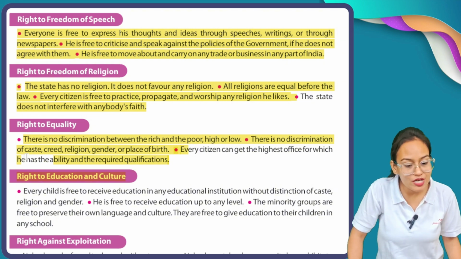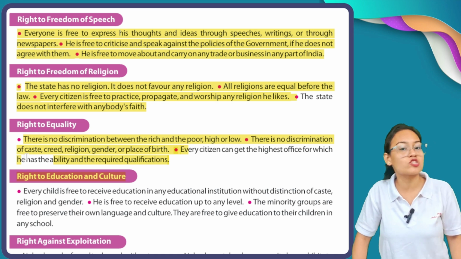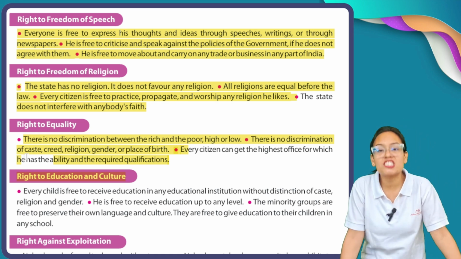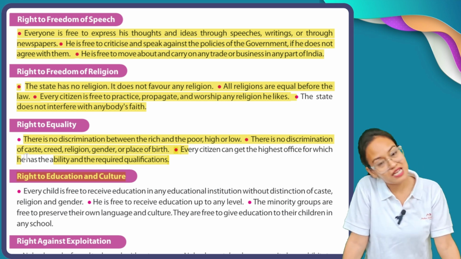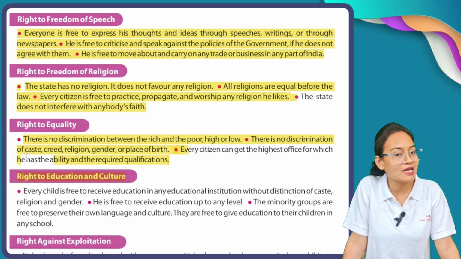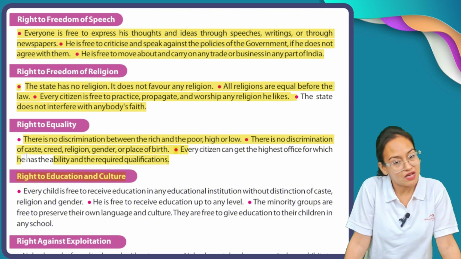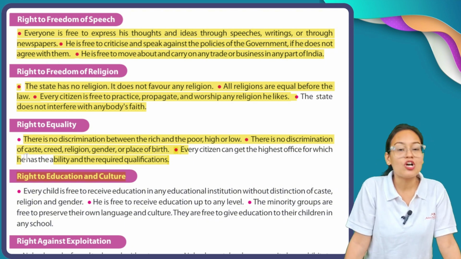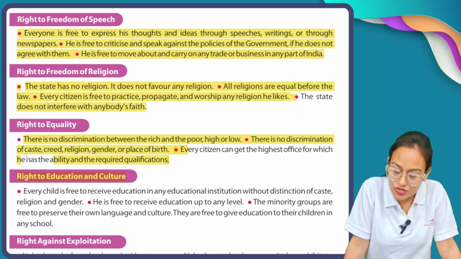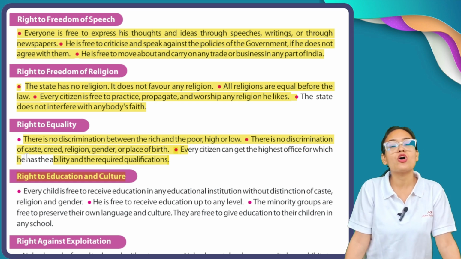There is no discrimination of caste, creed, religion, gender or place of birth. In the Constitution of India, there is no place for discrimination based on the caste system. Suppose you belong to a particular caste and you think, oh no, I can't get this because I belong to this caste. No, you have full authority and the full right to get that opportunity, because in the eye of the Constitution of India, we all are equal.